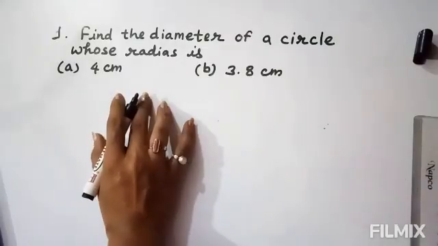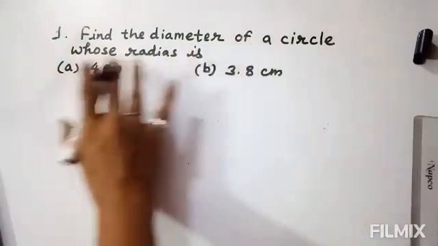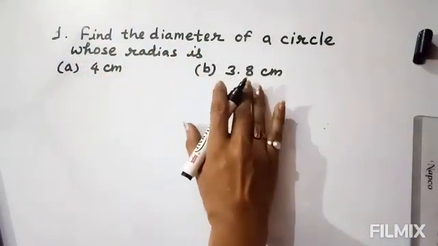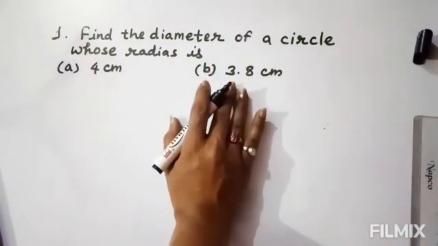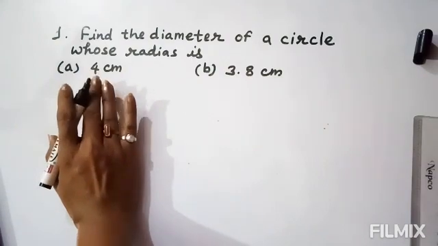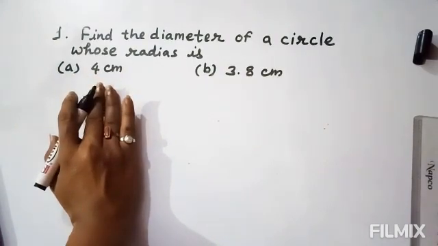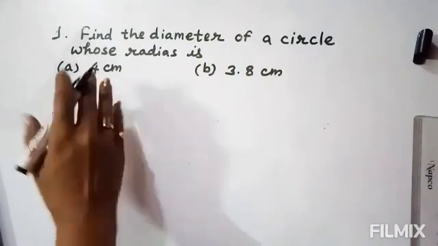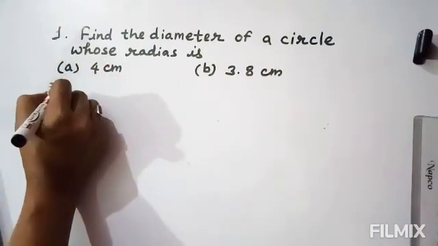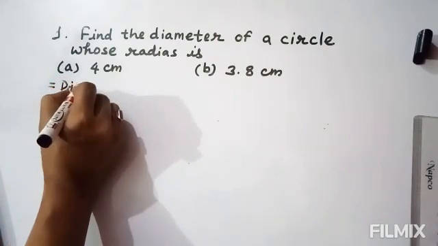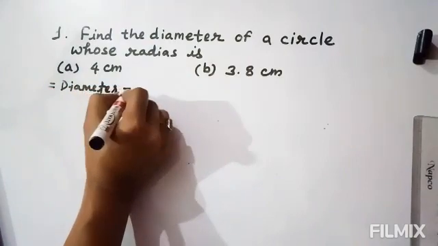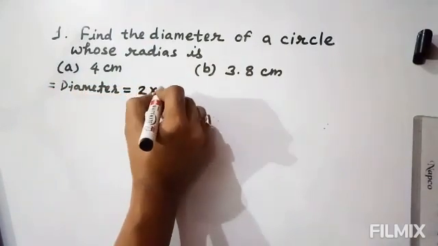Let's take this question. Find the diameter of a circle whose radius is 4 cm is the first question. 3.8 cm is the second question. Let's solve this question first. To find the diameter of a circle, we need to use a formula. Which formula is this? Diameter is equal to 2 into radius.